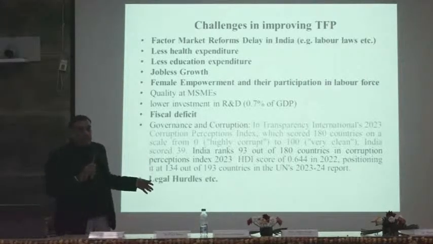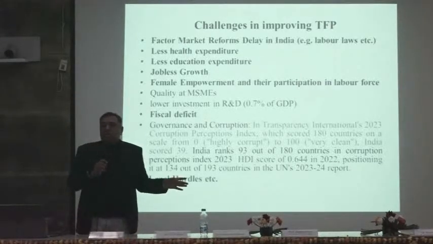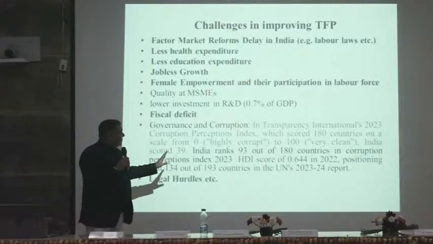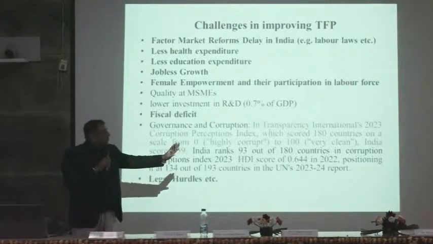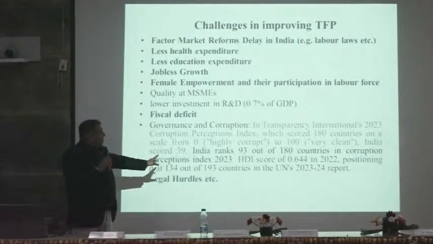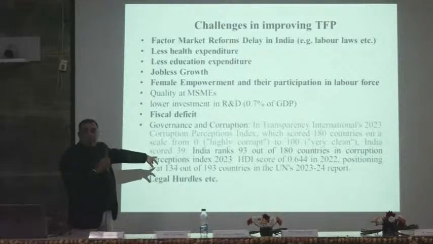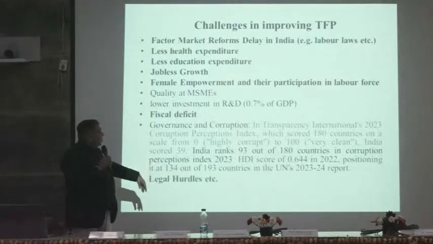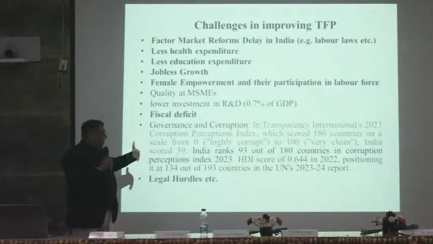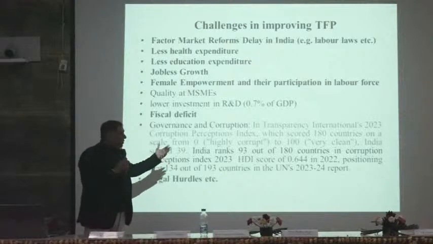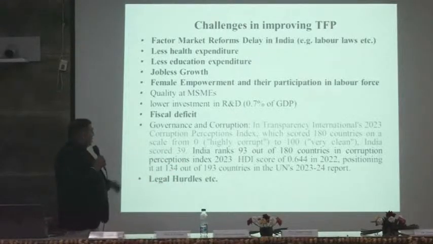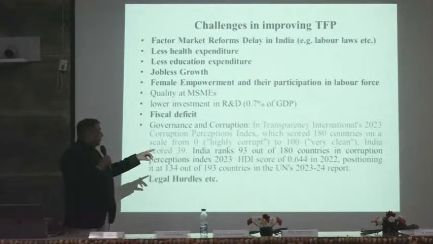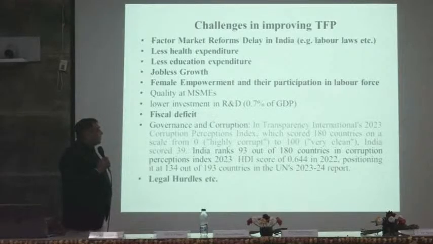These are the international reports. 0 means highly corrupt and 100 means very clean, and the value for India is 39. That means India ranks 93 out of 180 countries in the Perception Index, so the rank is 93.